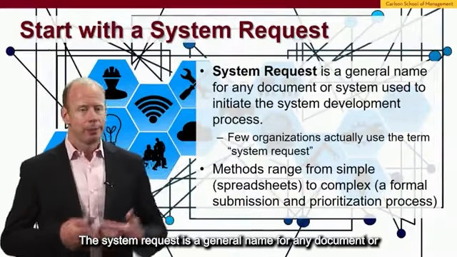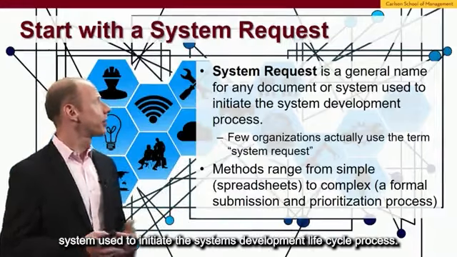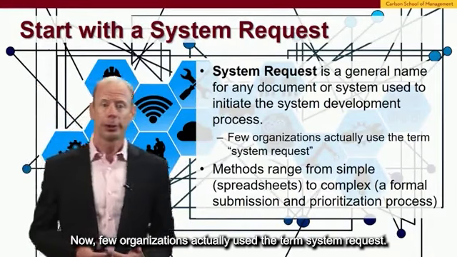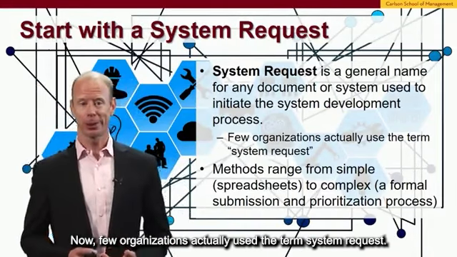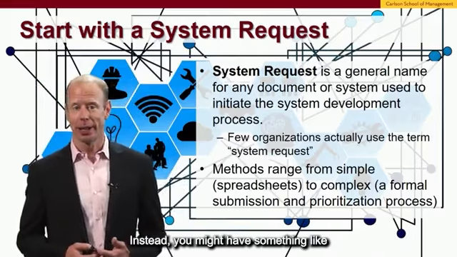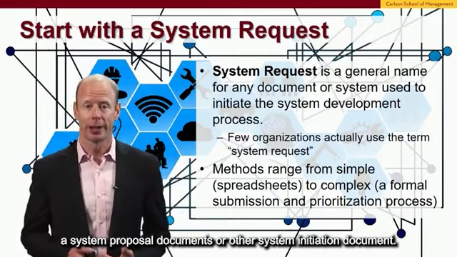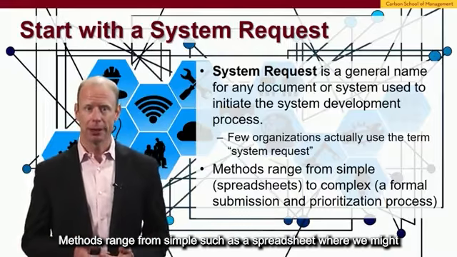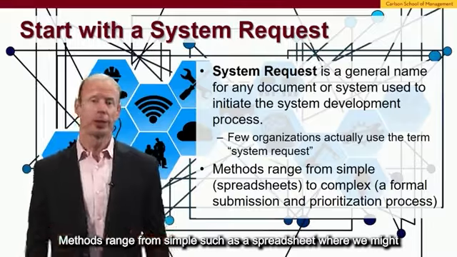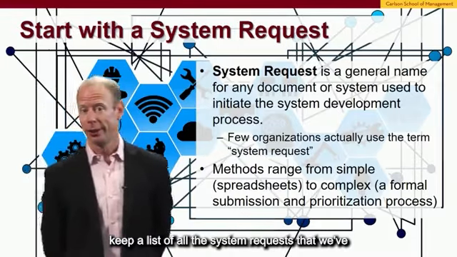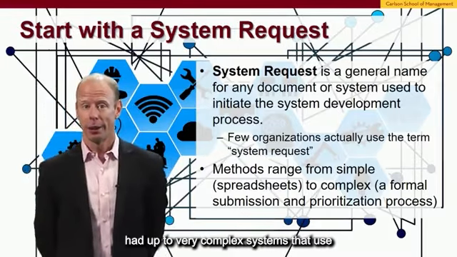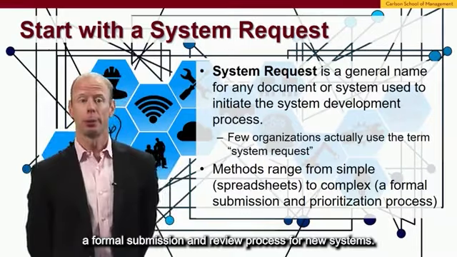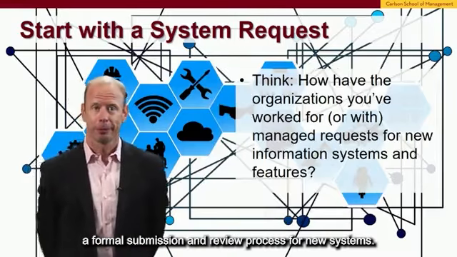The system request is a general name for any document or system used to initiate the system's development lifecycle process. Now, few organizations actually use the term system request. Instead, you might have something like a system proposal document or other system initiation document. Methods range from simple, such as a spreadsheet where we might keep a list of all of the system requests that we've had, up to very complex systems that use a formal submission and review process for new systems.